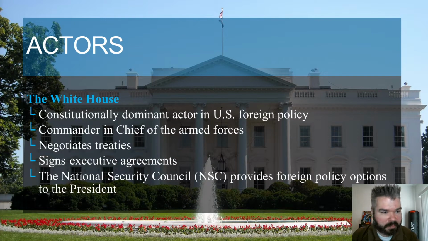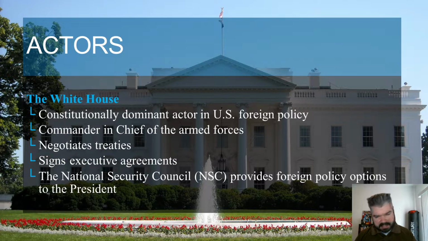So, actors within foreign policy. When I say actors, I'm not referring to, like, Chris Evans or Robert Downey Jr. I'm not referring to those actors. I'm referring to people and institutions that act in foreign policy. So, first and foremost, we have the White House. Constitutionally speaking, they are the dominant actor within U.S. foreign policy. They just simply are. The president is the commander-in-chief of the armed forces. They negotiate treaties.